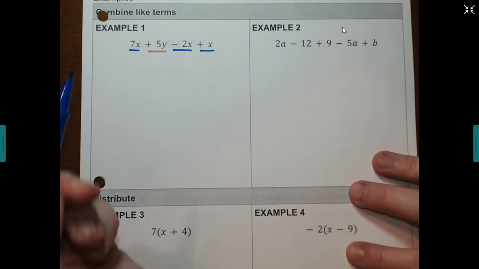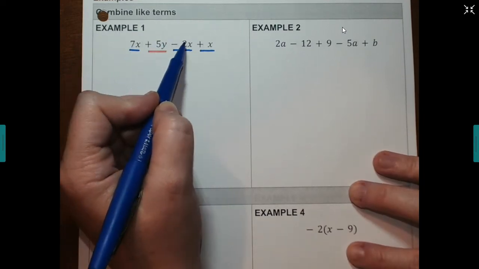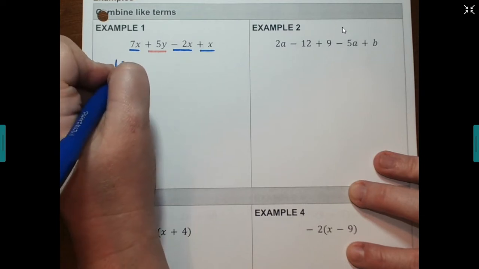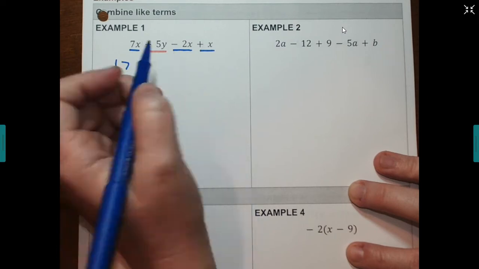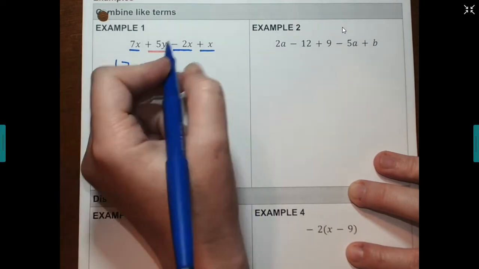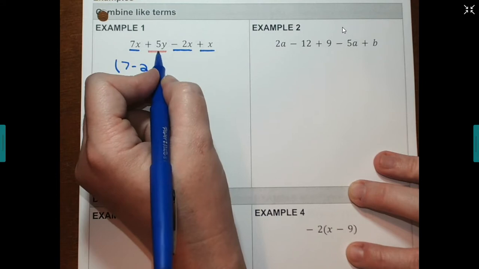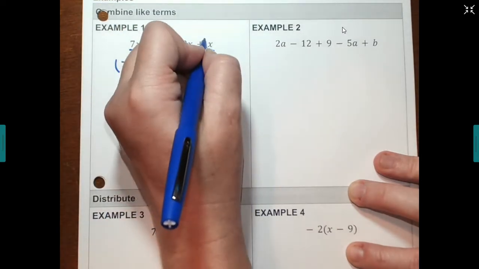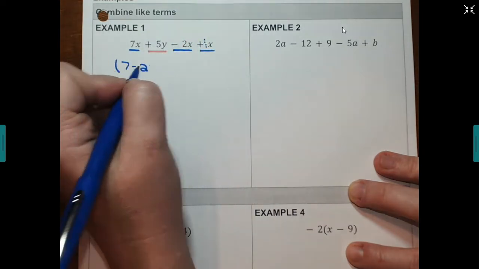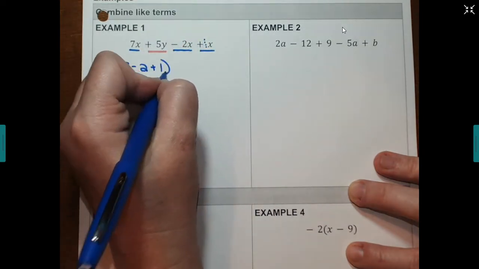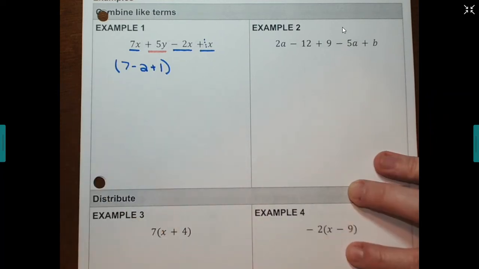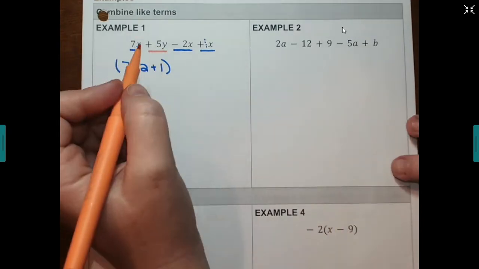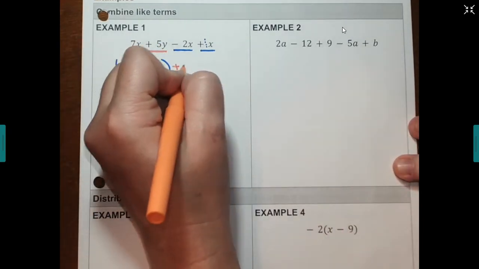So I know that I need to add my coefficients. So let's do my x's first. I have 7. Minus 2. Okay, so I've dealt with that. That doesn't get combined. What's going on here? What's my coefficient for x? It's an invisible 1. So 7 minus 2 plus 1. And then there's nothing really to combine the 5y with, so you can do just plus 5y.